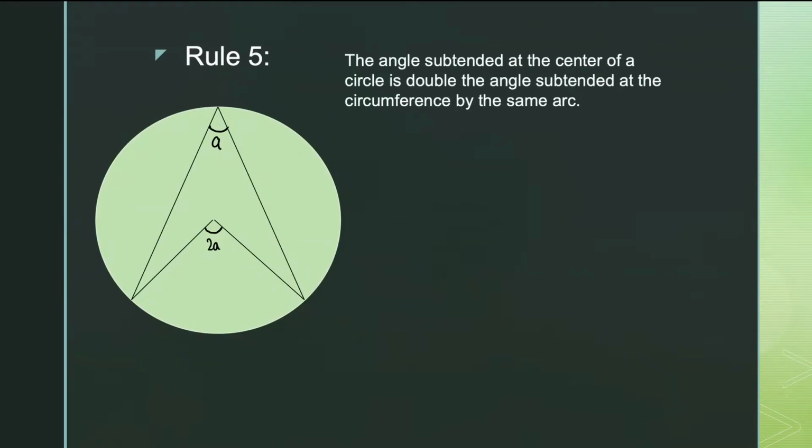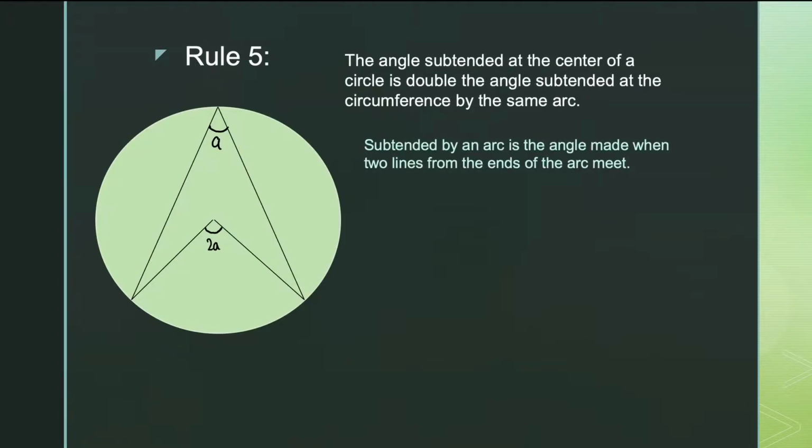The angle subtended at the centre of a circle is double the angle subtended at the circumference by the same arc, which is shown by the diagram on the left, with A being the angle subtended at the circumference and 2A being the angle subtended at the centre. So, just so you know, subtended by an arc is the angle made when two lines from the ends of the arc meet. So here we have A and 2A.